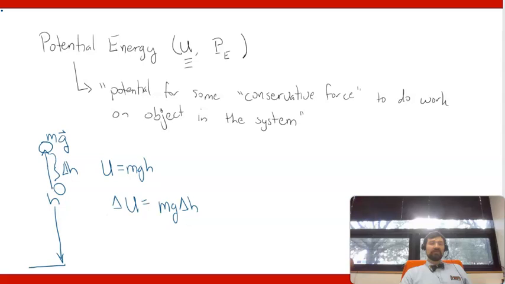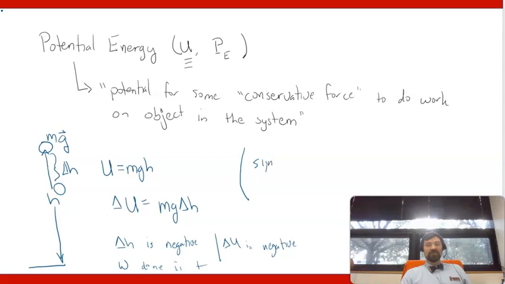So in this case, delta H is basically negative. Work done is positive. Delta U is negative. And so the important point in all this is that the sign of work done by a force in the system is opposite of the sign of the change in potential energy.